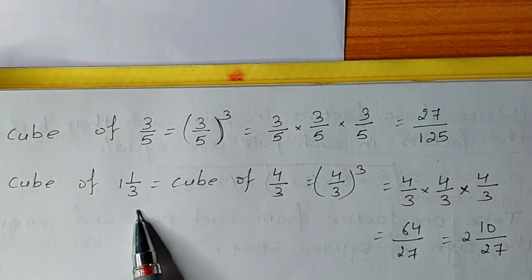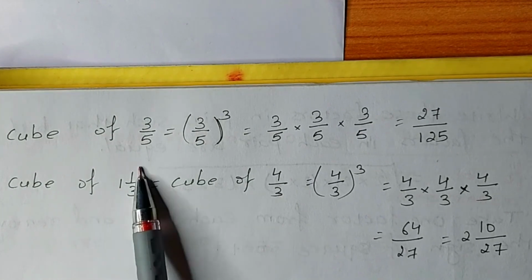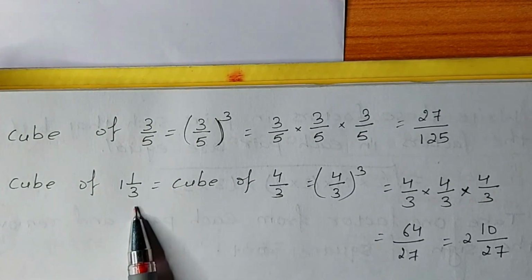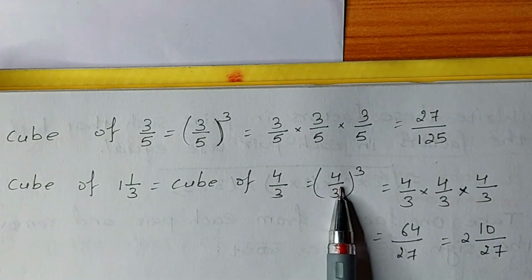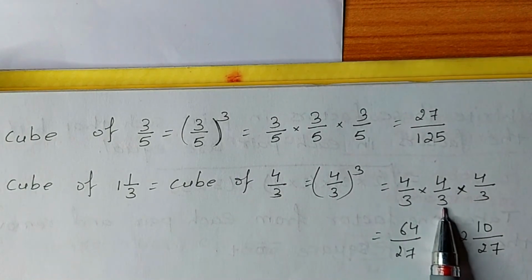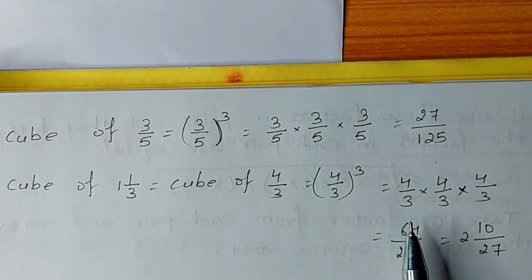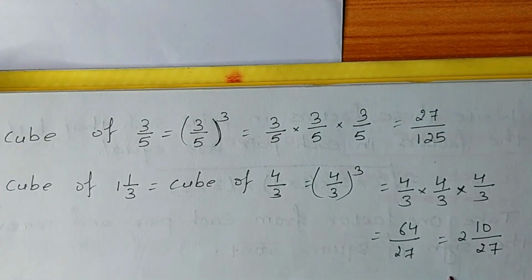Cube of 1 1 by 3. 1 1 by 3 is a mixed fraction. Convert it: 3 times 1 is 3, plus 1, that is 4 by 3. So the cube of 4 by 3 is 4 by 3 whole cube. Cube means multiplying 3 times, 4 by 3 into 4 by 3 into 4 by 3, that is 64 by 27.